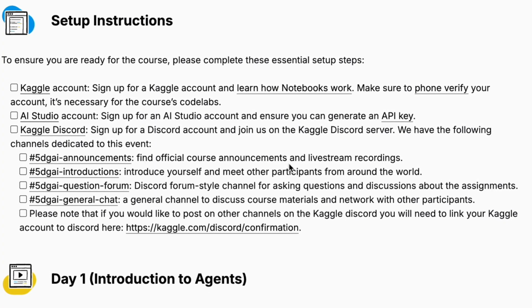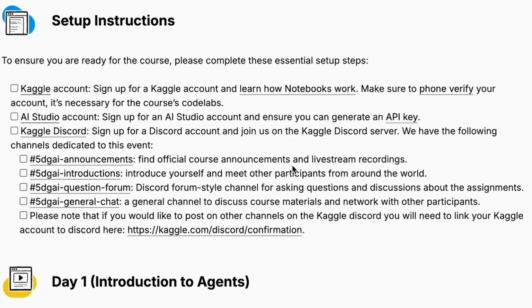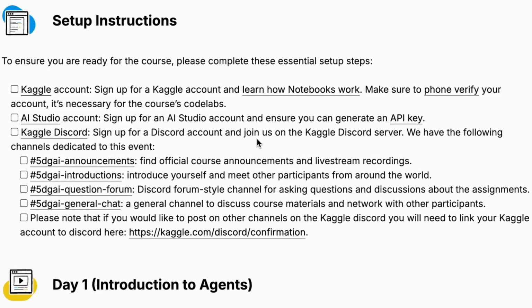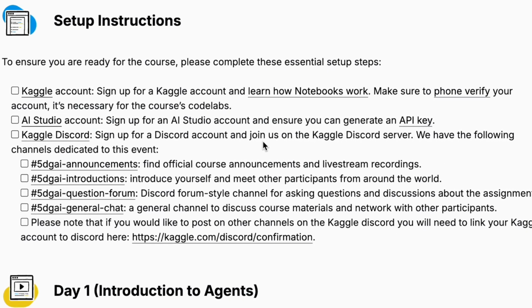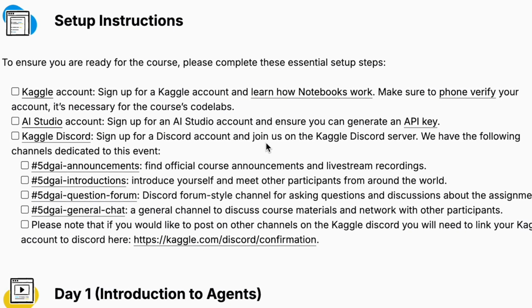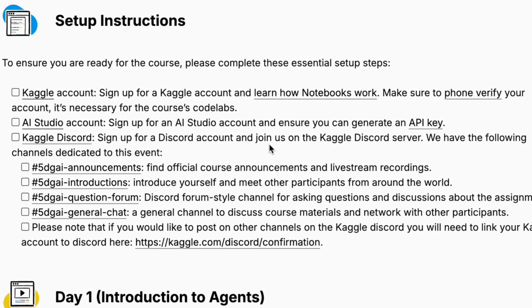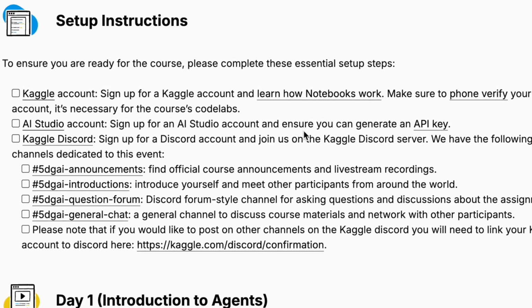The next thing that you need to sign up for is the AI Studio account, because for the API key that we would be using for building our agent, we have to insert the secret key, generating this API key from the AI Studio.